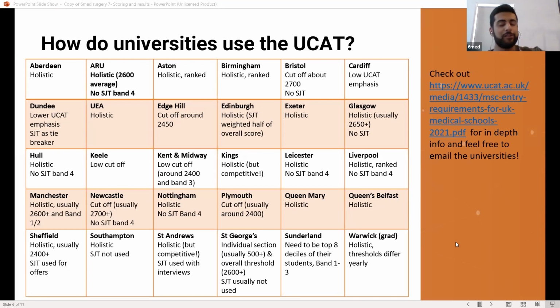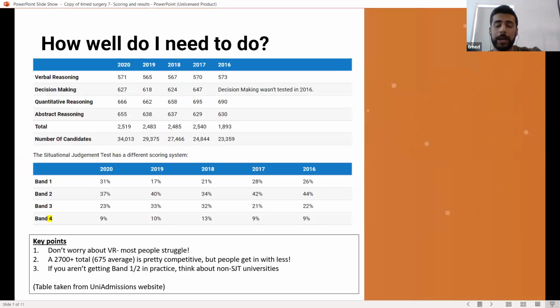But yeah, the focus tends to be on medicine a lot, and I do feel for our dentistry colleagues sometimes. But yeah, that table will be there for you to take a look at.